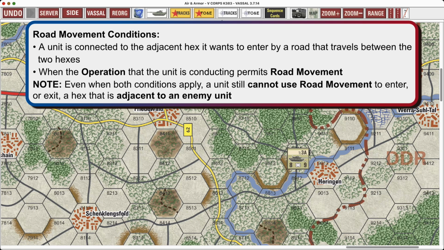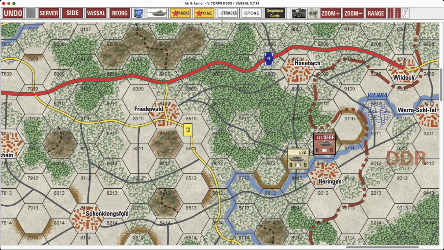In addition, even when both of those two conditions do apply, a unit still cannot use road movement to enter a hex that is adjacent to an enemy unit, nor can it use road movement to exit a hex that is adjacent to an enemy unit, so it would have to use tactical movement to move here, as an example. Road movement is covered in another clip, so let's look at the options for tactical movement.